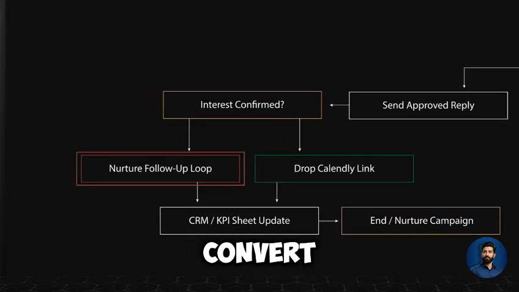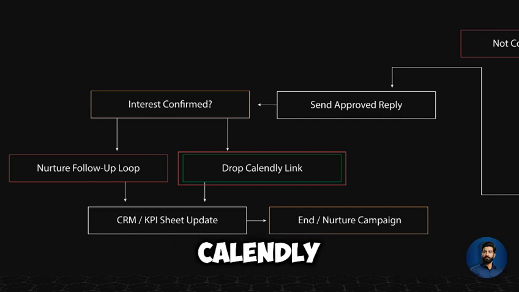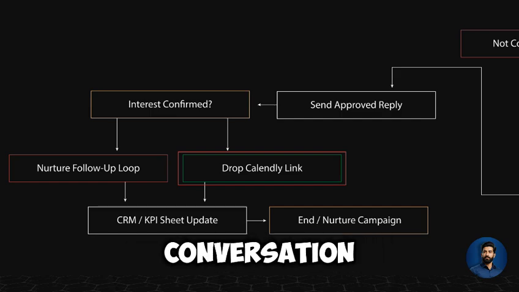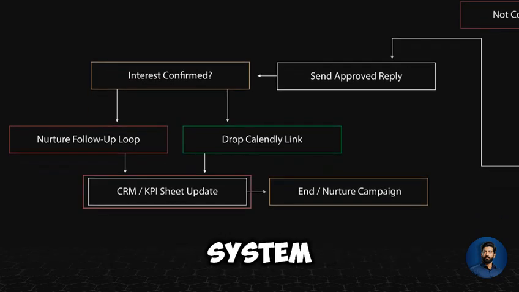Leads that didn't convert immediately are placed into a nurture loop for periodic follow-up messaging. When the lead shows interest, the system sends your Calendly link, allowing them to book a call, directly moving the conversation from LinkedIn to your sales pipeline. Meanwhile, the system automatically updates your CRM and KPI tracking sheet with all campaign activity and results.